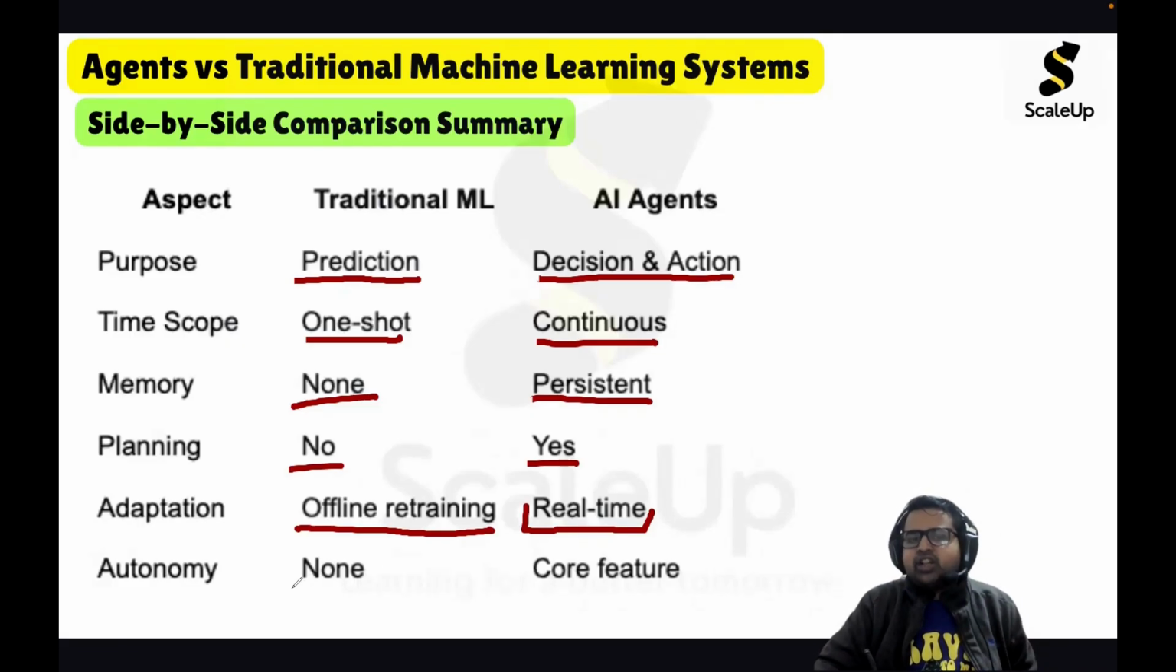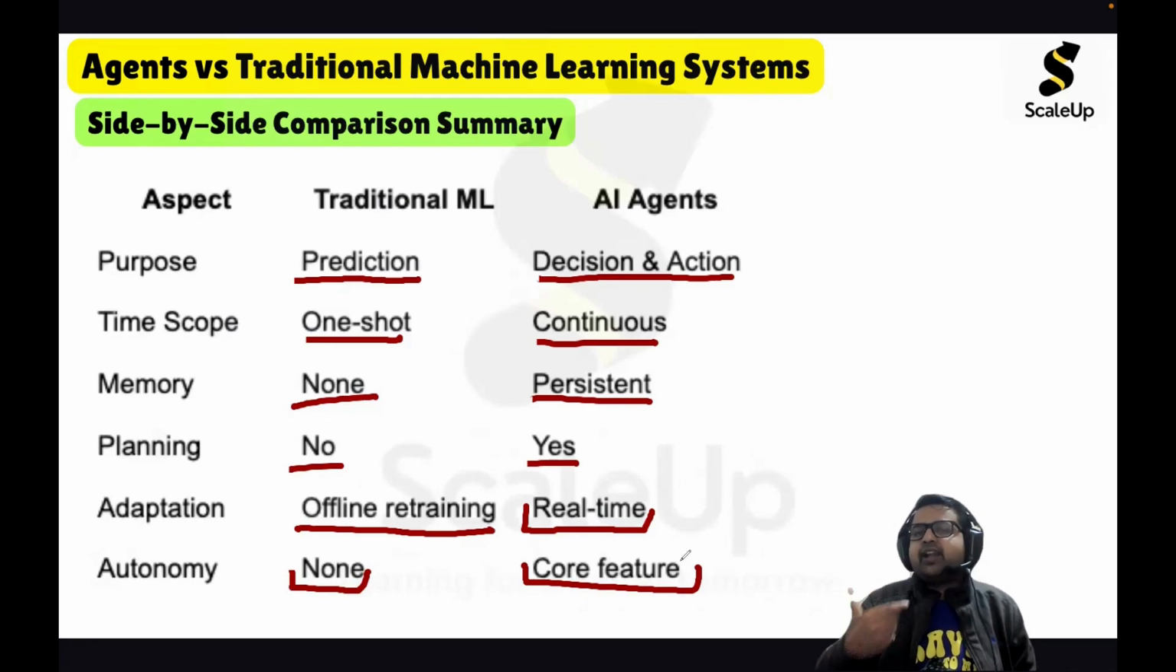For traditional machine learning systems, there is no concept of autonomy. For AI agents, autonomy is the core feature, wherein AI agents will decide the plan. They will make the plan, they will make the strategy, they will execute, they will decide which tools to call, and then they will reflect on the outcomes, re-strategize, and adapt. They'll keep on doing it until the goal is achieved.